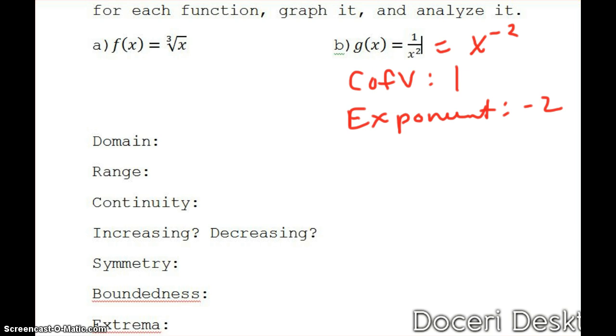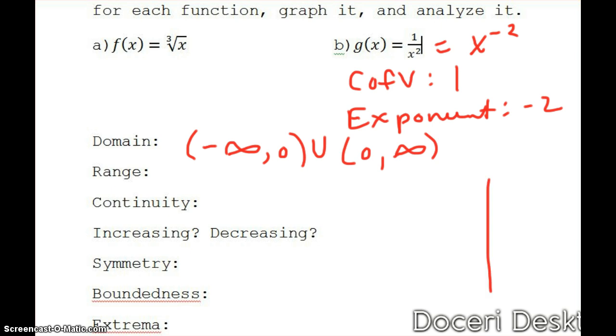And then we'll look at the different parts of that. We've got domain and range. The domain is from negative infinity to 0, and then 0 to infinity. Again, you should graph that function. Let me just real quick sketch it for you here. But if you graph it, you can have a little bit better idea of what's going on.